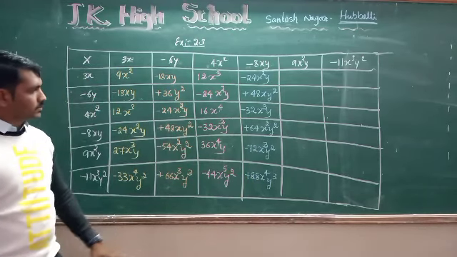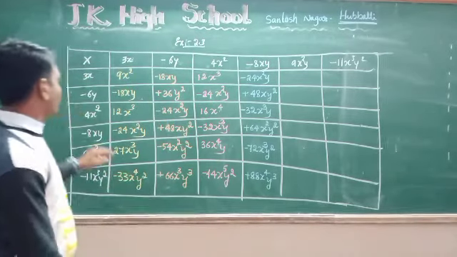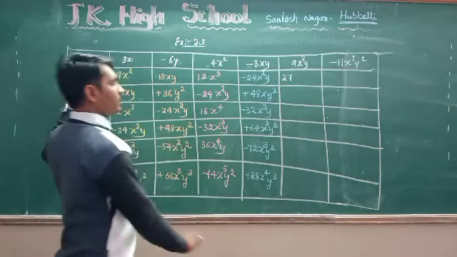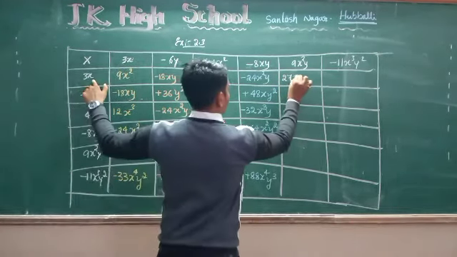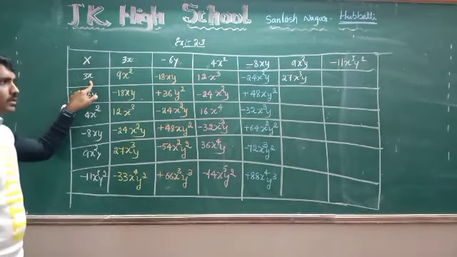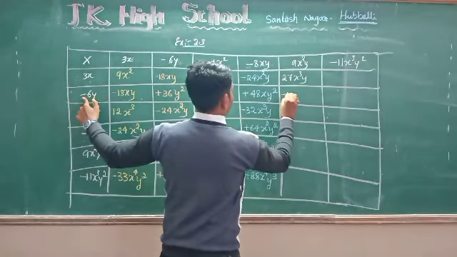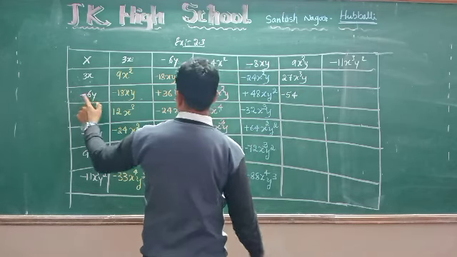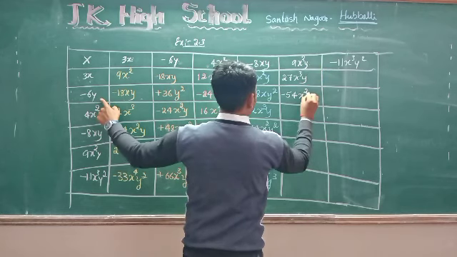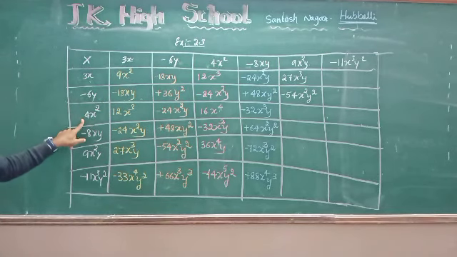Now come to the last one. Yes, we'll take another chalk. 3 into 9, 9 is how much? 27. x into x square, x cube, y. Because there is no y value there, but here y value is there, so y. Next, minus 9 6s are minus 54. x square is there, keep x square as it is. y into y, y square. Yes?